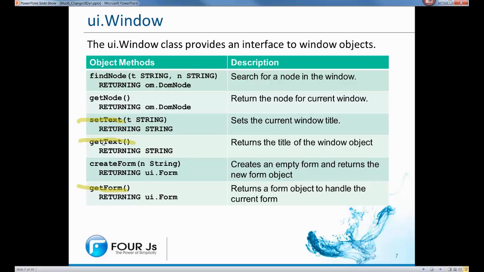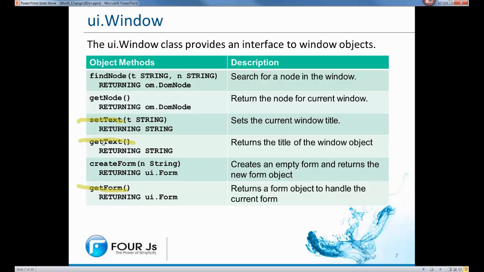The getForm, if I wanted to get the handle on the form. So I've associated the window. I'm in a window. Let's say part of my programming needs me to know what form is in that window. I could use getForm to return a ui.Form object to show me what form is inside of my current window. Now I highlight those because those are 3 that I've seen used in code.